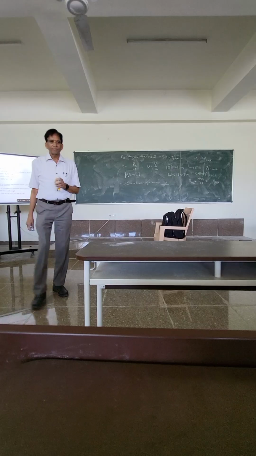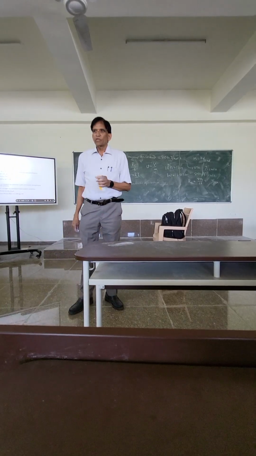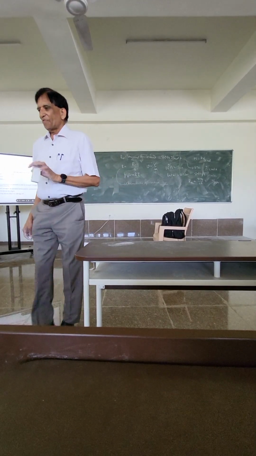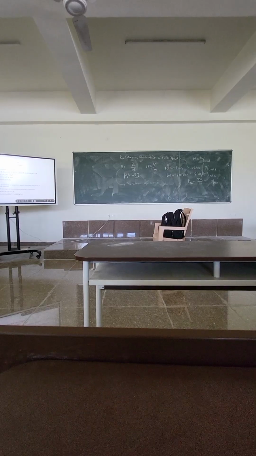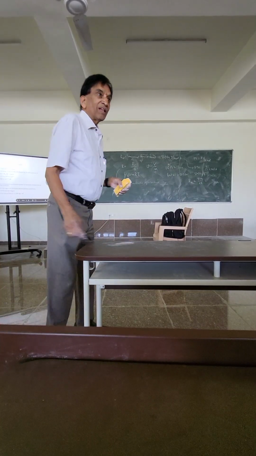The volume of the room was 600 meter cube. The room dimensions are 15 by 10 by 4. 15 by 10 is 150, 150 times 4 is 600. So the total volume is 600 meter cube. And the density of air is 1.2 kilograms per meter cube. So 600 times 1.2 should give us 720 kilograms of air.